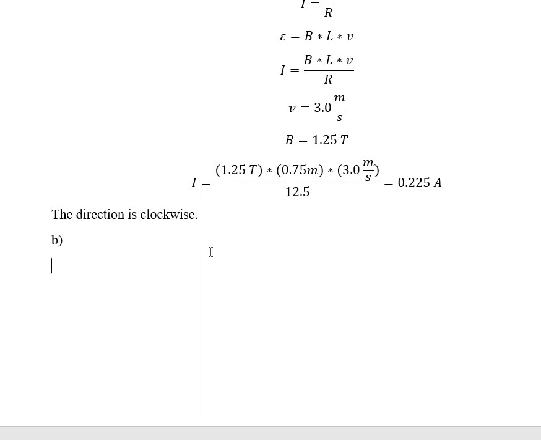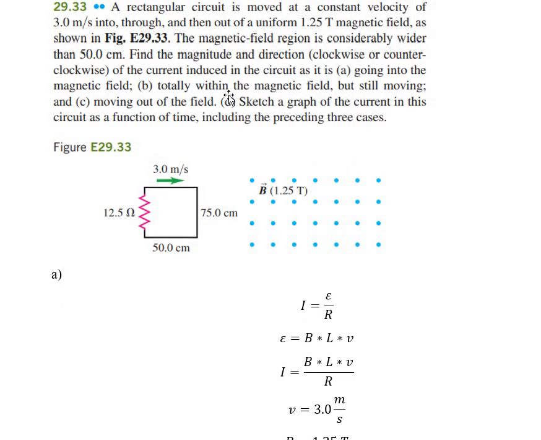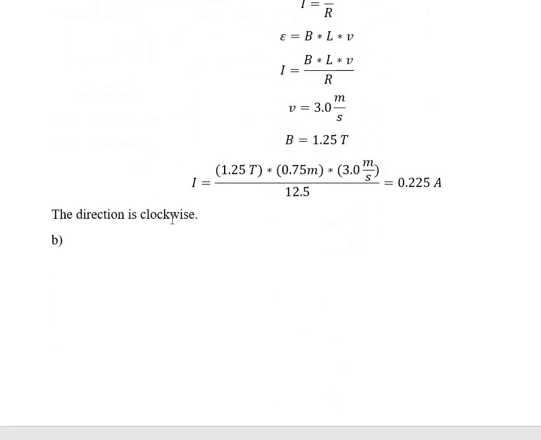Moving on to part B, we have to find the total within the magnetic field. So basically, we need to find the magnitude of the current in total. In this specific case, the magnetic flux is constant, so the rate is also constant. The rate is also 0, and this is why the magnitude of current is going to be 0. So this is the answer for part B.